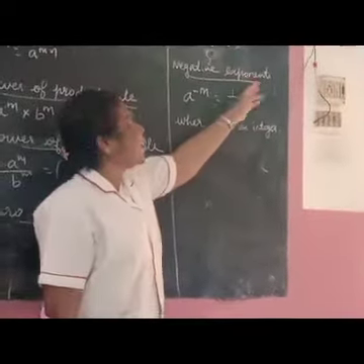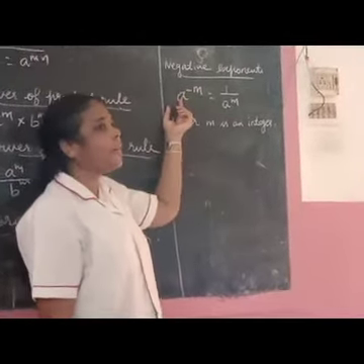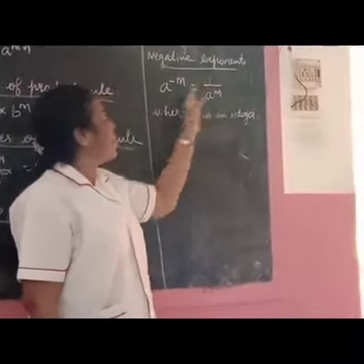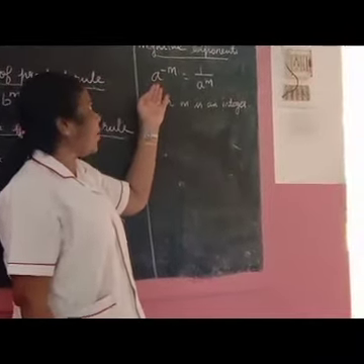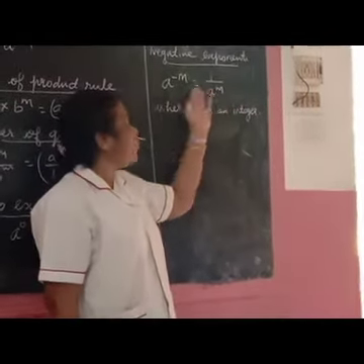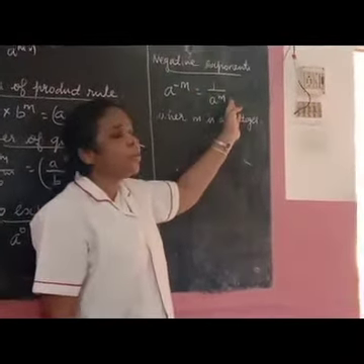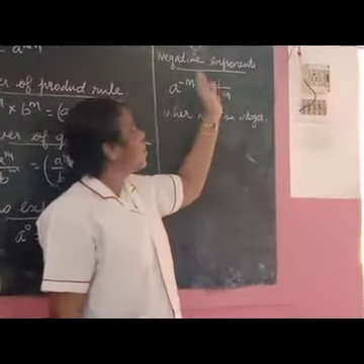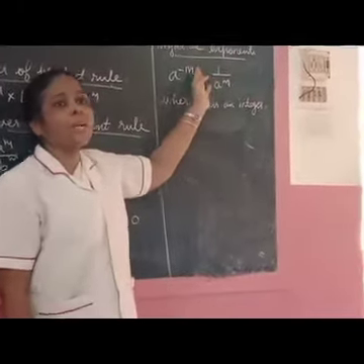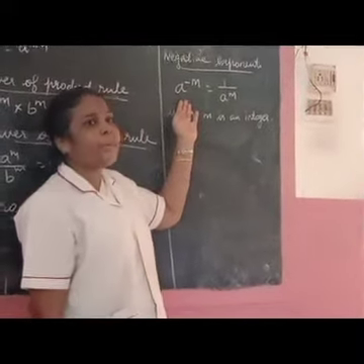Next is negative exponent. If the power is negative, you have to take the reciprocal to convert this negative into positive. Therefore, if you take the reciprocal of a by 1, it is 1 by a. If you take the reciprocal, the negative sign is changed into positive. Have you understood? Negative exponent means if any power is negative, you have to convert the power into positive by taking the reciprocal of the base.